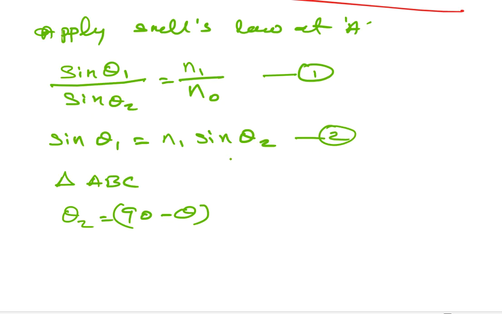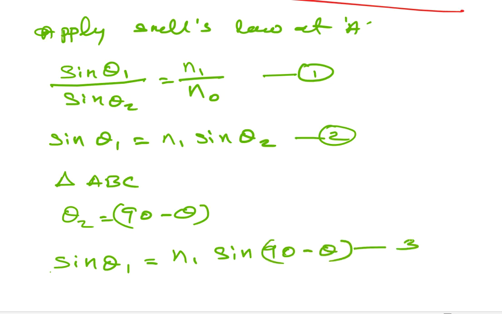Apply this in equation 2. So sin θ1 equal to N1 sin, instead of θ2, I am putting 90 minus theta. Sin 90 minus theta is equal to cos theta. So you just convert this into cos theta.